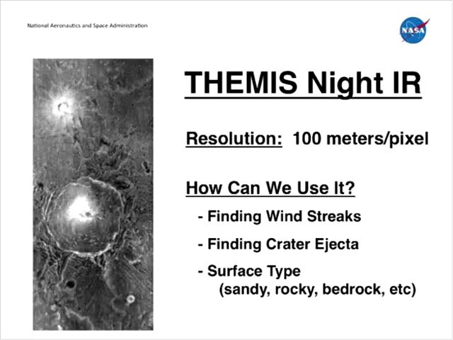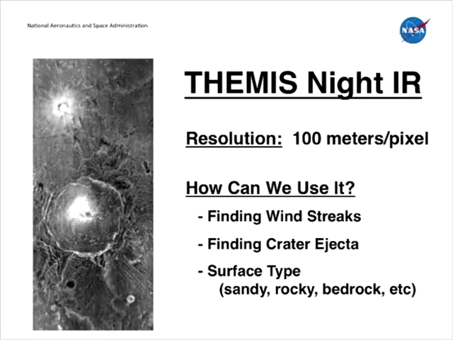And like I said before, when you have dust devil tracks or wind streaks, you're either removing material from the surface or depositing material on the surface. And so those tracks have very different properties than the surrounding terrain. And so especially in night IR, those will pop out at you and be very easy to find.